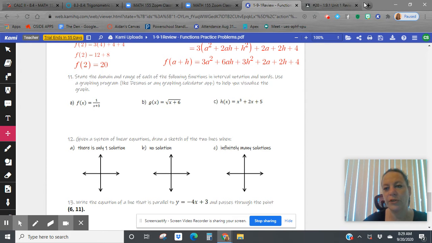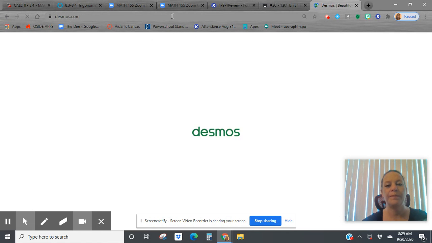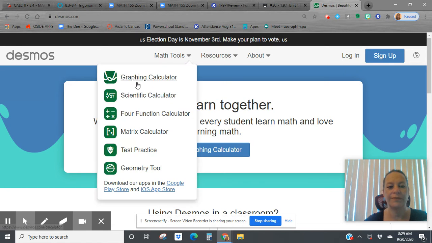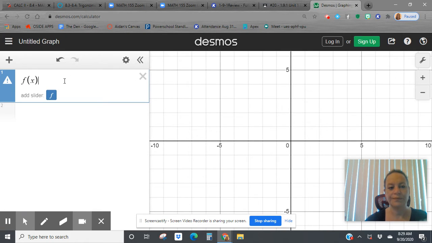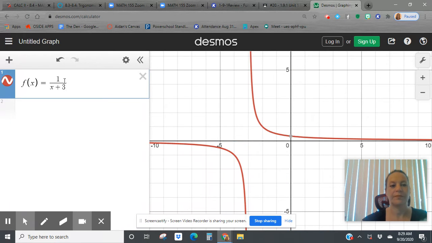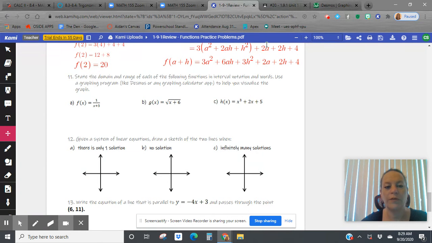So here I go with the first one, 1 over x plus 3. I'm going into desmos.com, graphing calculator function. And remember that we can type in the f of x equals, or you don't have to. So 1 over x plus 3, go back and double check it. 1 over x plus 3.